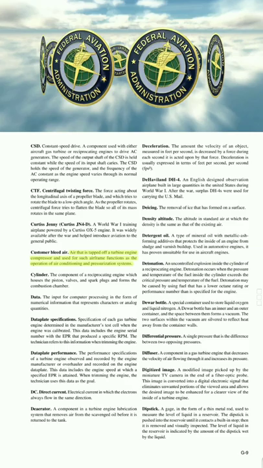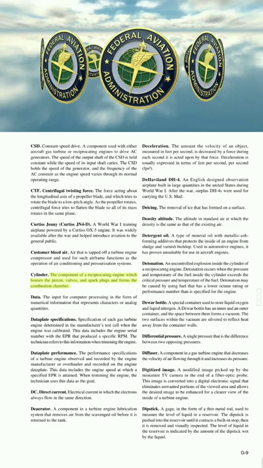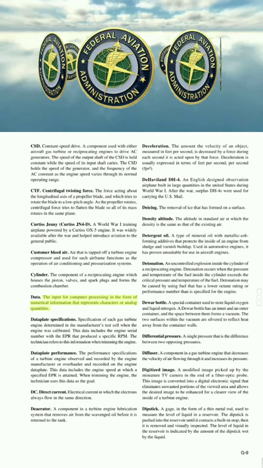Cylinder. The component of a reciprocating engine which houses the piston, valves, and spark plugs and forms the combustion chamber. Data. The input for computer processing in the form of numerical information that represents characters or analog quantities.